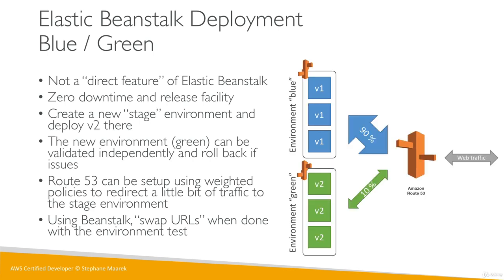So just one graph, I try to make it simple, but in the blue environment running in one Elastic Beanstalk environment, we have all the V1, and then we'll deploy a green environment with all the V2, okay? And they're both running at the same time, just fine.